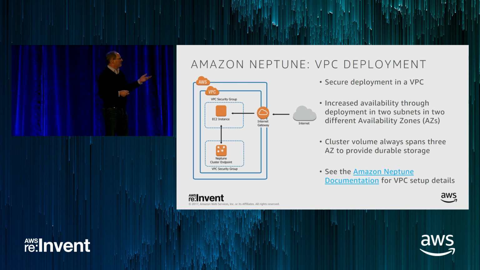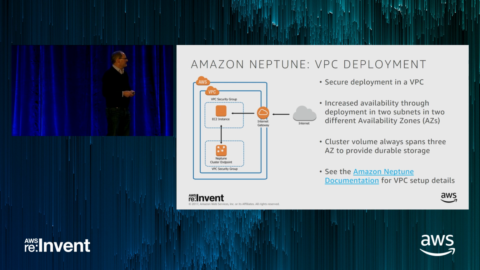And furthermore, I'd like to highlight that the Neptune cluster endpoint, the head node, is allocated into multiple availability zones in the case you have read replicas. So this gives you higher availability for the head nodes as well.